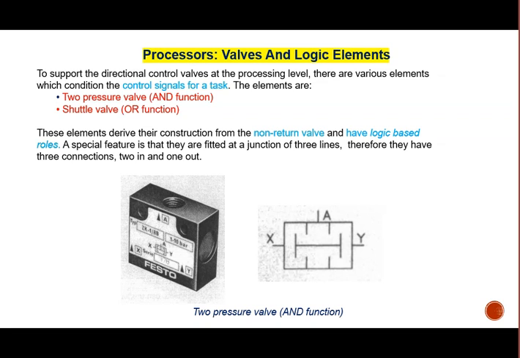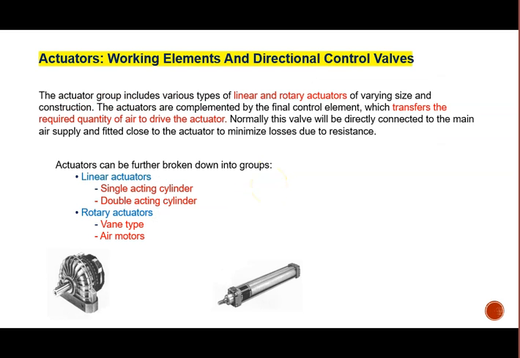And they also have a logic element which sometimes you need to use in the design of the pneumatic circuit with the AND function, okay, or the OR function. The AND function is known as the two pressure valve, and this one is the AND function, and the other one is the shuttle valve, for the OR function.